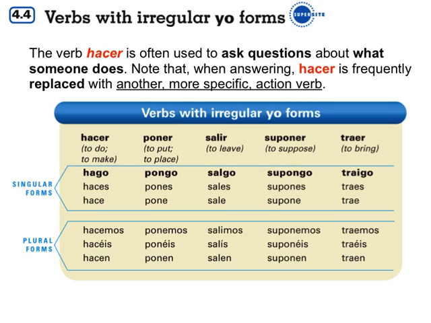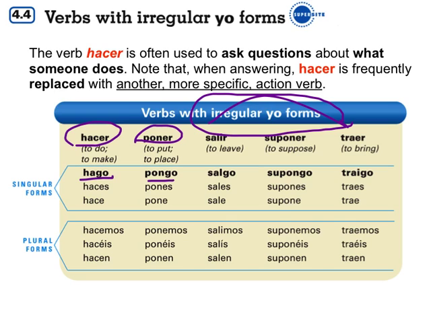So here we have some common irregular yo form verbs right here. And these are what I consider the go-go verbs because their yo form ends in a go. Hago, haces, hace, hacemos, hacéis, hacen. That's the verb hacer. Poner, basically the same thing. Pongo, pones, pone, ponemos, ponéis, ponen. All of these verbs are regular except the yo form.